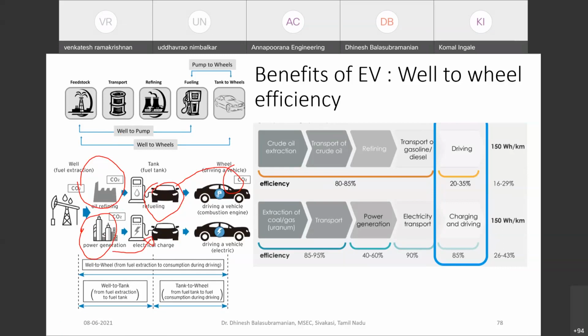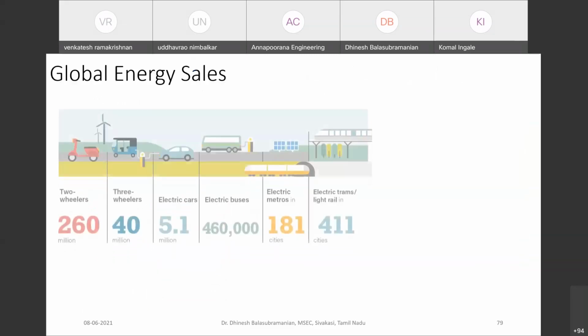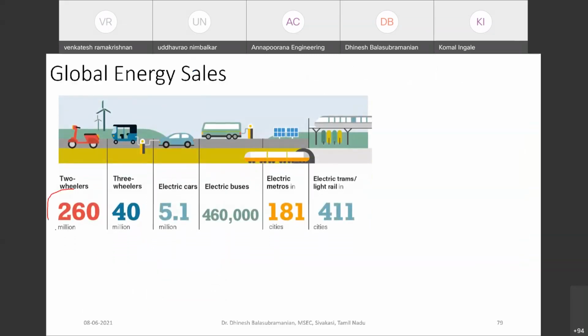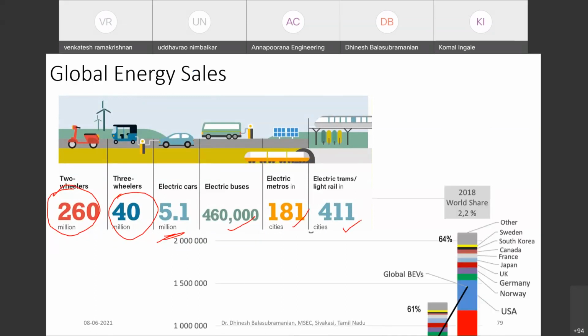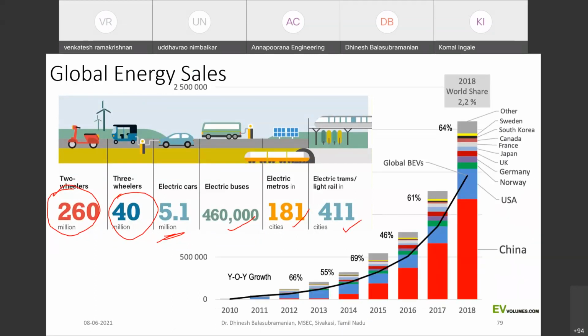So at the end of the day, your automotive vehicle is not going to emit the emission. If it is an electric vehicle, the gas power plant or the thermal power plant is going to emit that particular emission. Rather, you are going to shift that part of the emission. And talking about the global electric vehicle sales, two-wheelers are predicted to be 260 million, three-wheelers would be 40 million, and electric cars would be 5.1 million, which would increase drastically. Whereas electric buses, metros, and electric trams would increase as the years keep on increasing.